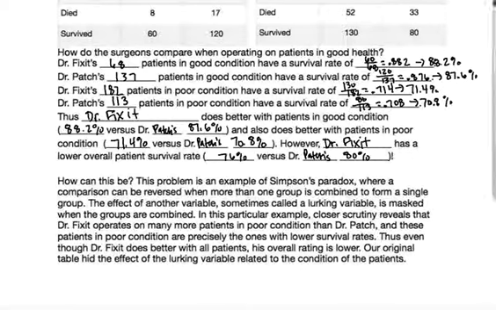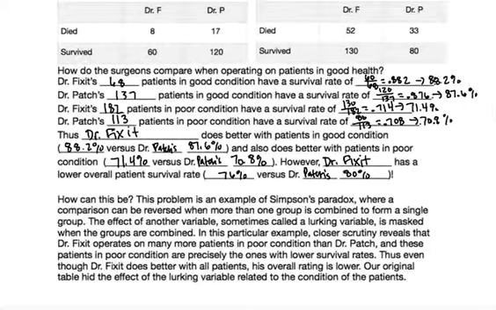Patch does. So if we go back and we look, Dr. Fixit was operating on 182 patients in poor condition, while Dr. Patch was only working on 113. And so these patients in poor condition are precisely the ones with a lower survival rate. So even though Dr. Fixit does better with all patients, his overall rating is lower. Our original table hid the lurking variable related to the condition of the patients. So again, we were not able to see that even though Dr. Fixit has a lower survival rate, it's because he's operating on more patients in poor condition.